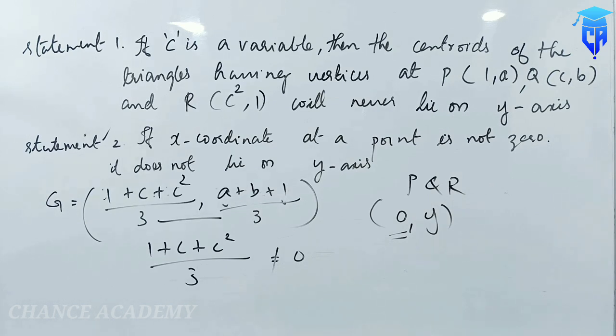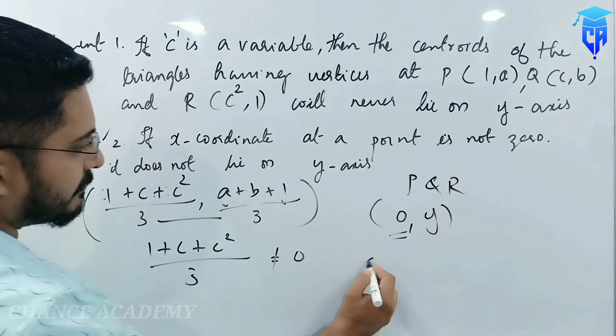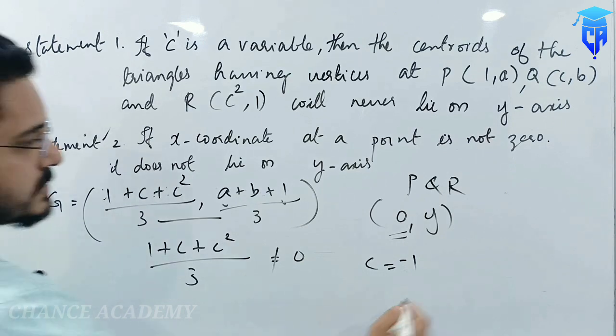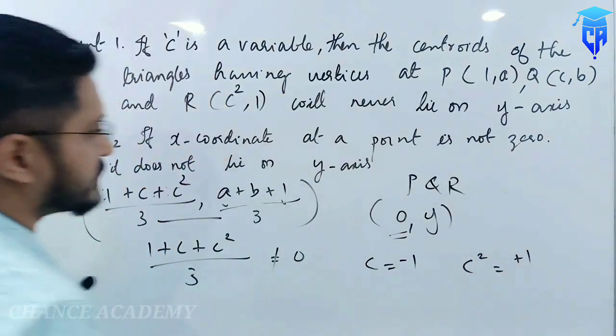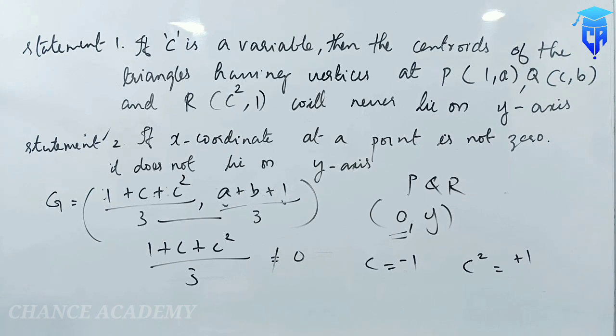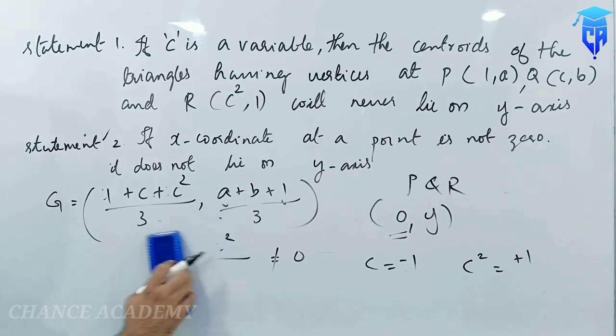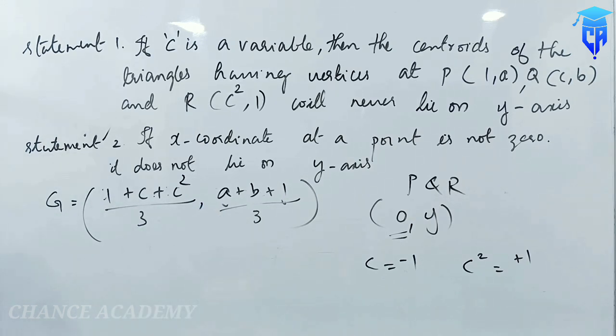Say for example, c can be positive, c can be negative. But in this case, if c is negative, for example c is equal to minus 1, c square will turn to plus 1. On squaring any negative number, you will get a number with a positive sign, and its magnitude will be different. So here the terms will not cancel each other, and you will get a value that is not equal to 0. So we can clearly say that the x coordinate will not be equal to 0 at any point of time. So statement 1, based on the given vertices, is true.